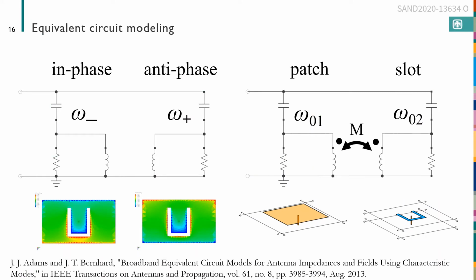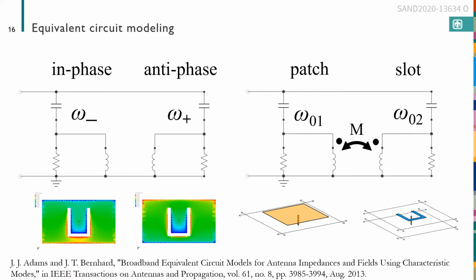Another thing you can do is create some equivalent circuits. And I'm going to use these high pass equivalent circuits from this Jacob Adams paper. And so when you do CMA on the full geometry, you can use the results to calculate R, L, and C values for each mode. Now in the full geometry, the in-phase and anti-phase modes are orthogonal, and so these modes just go in parallel, and there's no coupling between them.